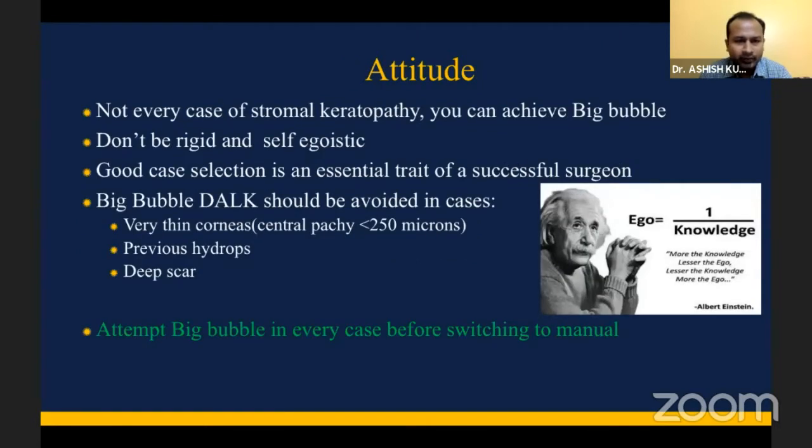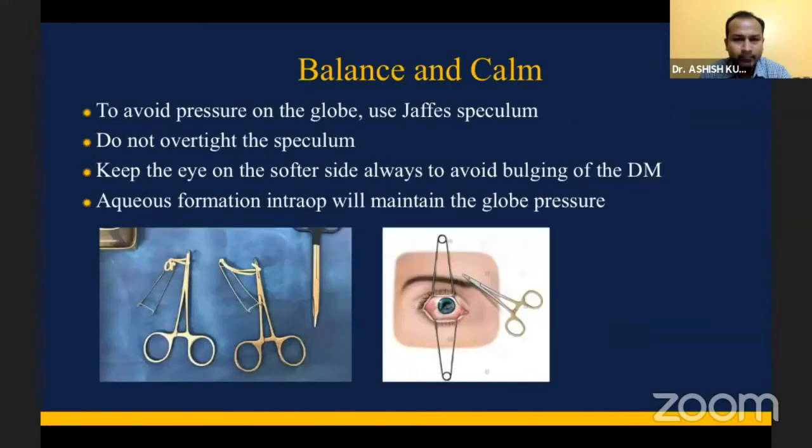Second is the attitude. We have to really understand, not every case of stromal keratopathy needs Big Bubble. So don't be rigid and self-egoistic. Many times you feel that we can do Big Bubble in this case also, that case also. That is not the case here. A good selection is a very essential trait of a successful surgeon. So it should be avoided in cases where you have very thin corneas, a history of previous eye drops, and a deep scar. But at the same time, attempt Big Bubble in every other case before switching to a manual technique.